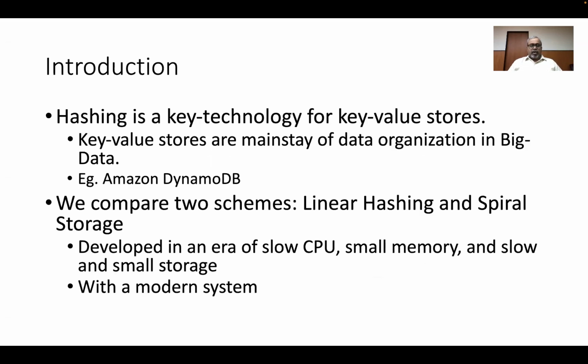Hashing is a key technology for key value stores. Key value stores are a mainstay of data organization in big data, for example, Amazon DynamoDB. We compare two schemes, linear hashing and spiral storage. We prefer to call it spiral hashing. They were developed in an era of slow CPU, small memory, and slow and small storage. And we compare with the modern system of today.